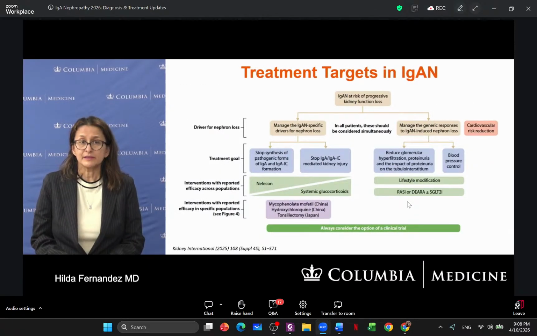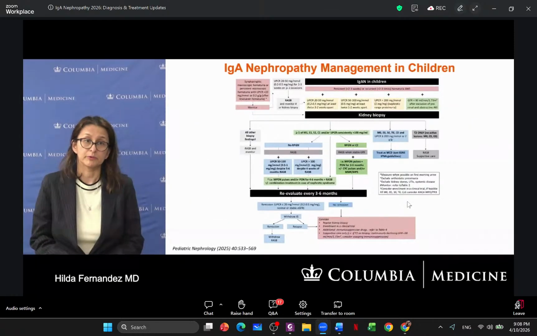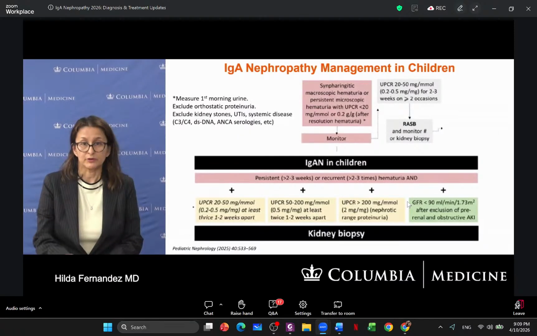So the KDIGO guidelines, as I mentioned, and we're going to be hearing all about that today, discuss the different targets for IgA nephropathy treatment. And I'm going to pass that along to my colleagues who are going to concentrate on what we're going to do for children. And for children, this is a grand schema. We're going to break this down a little bit. The idea behind treating children is, again, that they tend to have disease that is more readily treatable with more conservative therapies, rather than jumping to steroids and when we're going to do that.